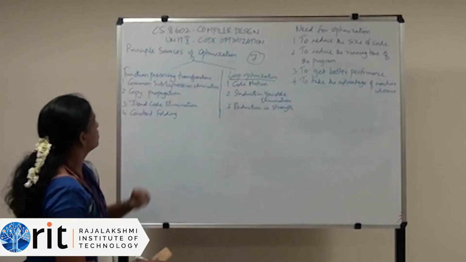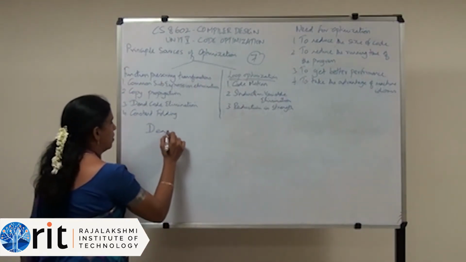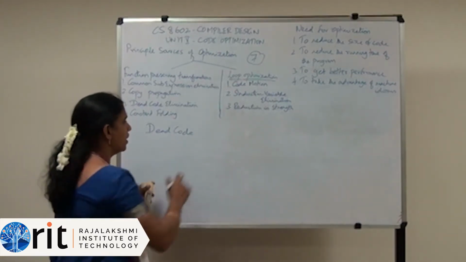Now we move on to the third one, dead code elimination. There are two kinds of code, live code and dead code.